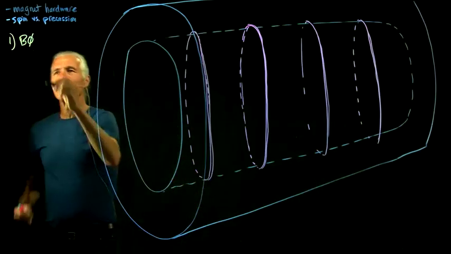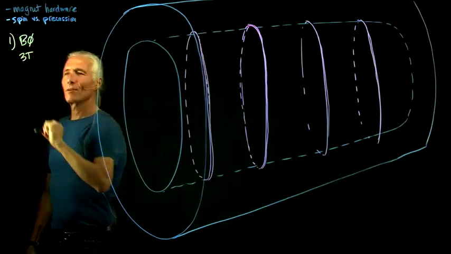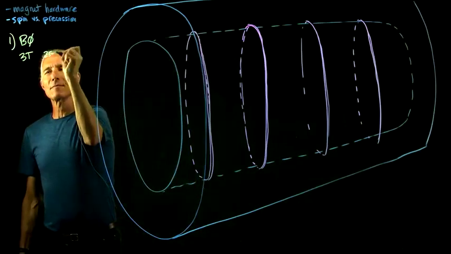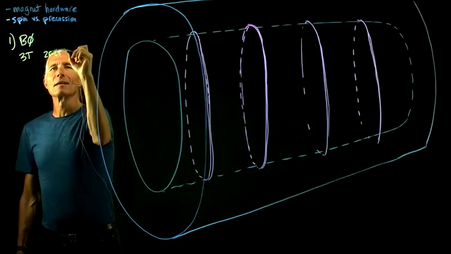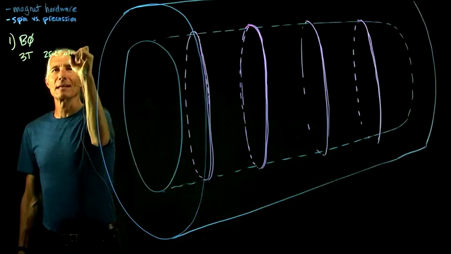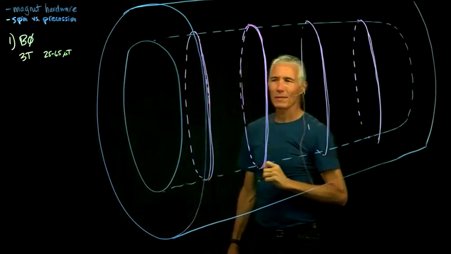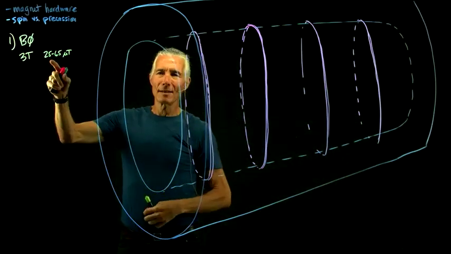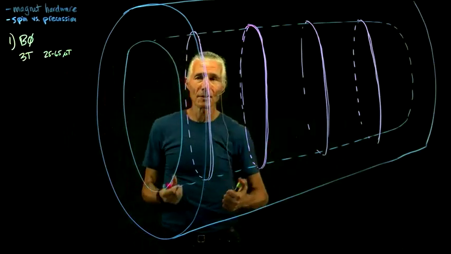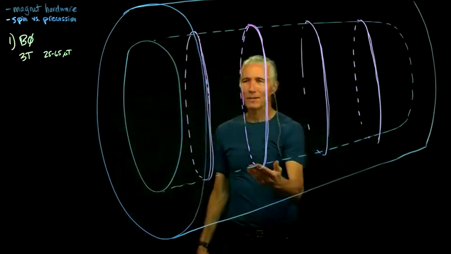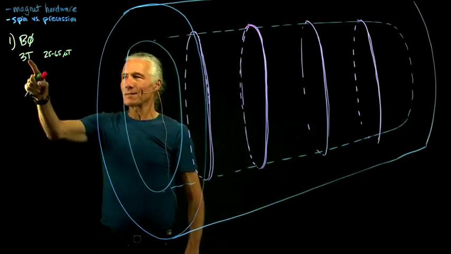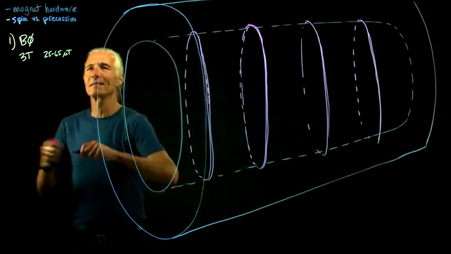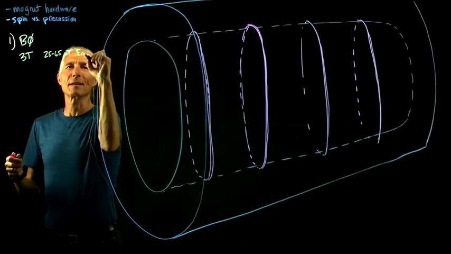Our B0 field is 3 Tesla, and for comparison, the Earth's magnetic field, depending on where you are, is like 25 to 65 microtesla. That's a millionth of a Tesla. So this is 10,000 times stronger than the Earth's magnetic field. You're in the Earth's magnetic field all the time. It doesn't really do anything obvious unless you have a compass needle. But this is considerably stronger. The Earth is also a magnet.